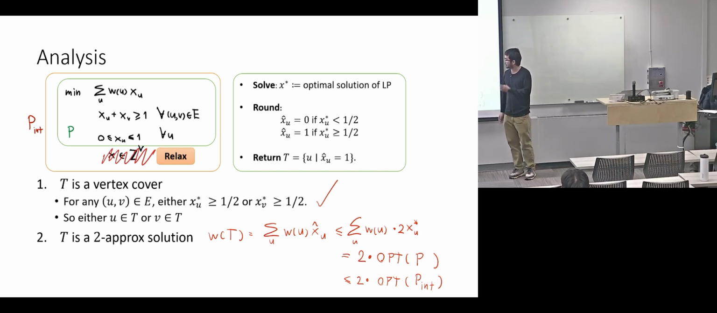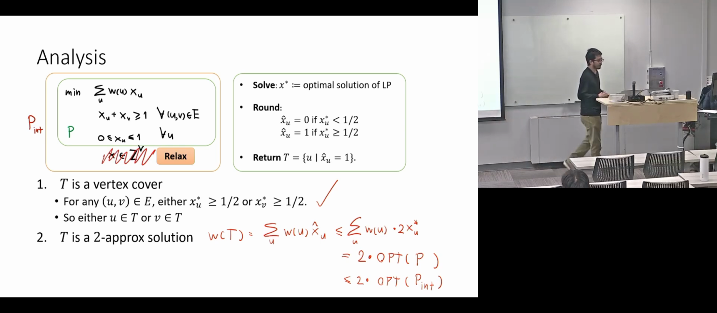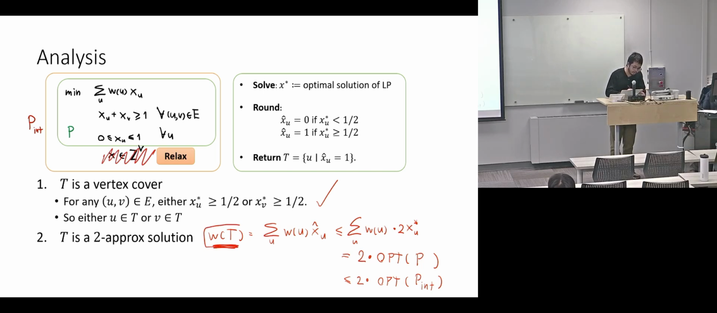Okay. So we want to prove, yeah, that to say it's a 2 approximation, you just need to say that what the algorithm returns is as good as the optimal solution up to a factor of 2. So here we're done. Okay.